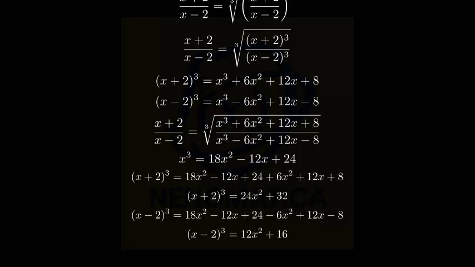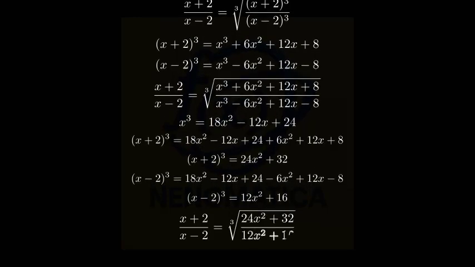We can factor out common terms. Both the numerator and denominator have common factors. The numerator, 24x squared plus 32, can be written as 8 times (3x squared plus 4). The denominator, 12x squared plus 16, can be written as 4 times (3x squared plus 4).